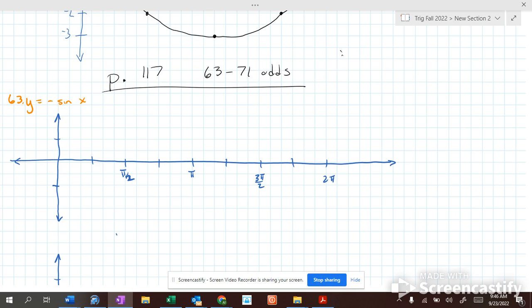Okay. 33, Eli Oaks, what did you get for that one? Negative 4 pi over 3, 1 is correct for 33. Okay, 37. What did you get, Mason? 4 pi over 6, 2.